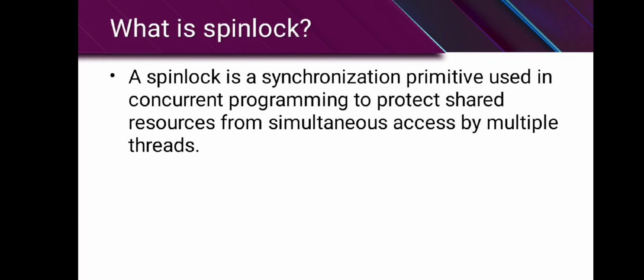What is a spin lock? A spin lock is a synchronization primitive used in concurrent programming to protect shared resources from simultaneous access by multiple threads. A spin lock is like a waiting line for threads in a program. Instead of sleeping, threads repeatedly check if a shared resource is available. It's a simple way to ensure fair access to resources without wasting time in idle waiting.